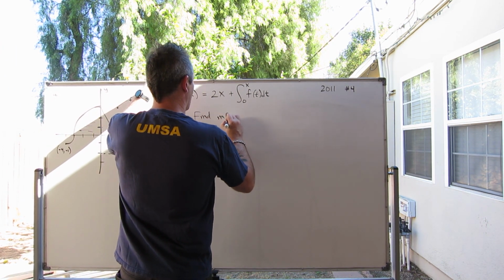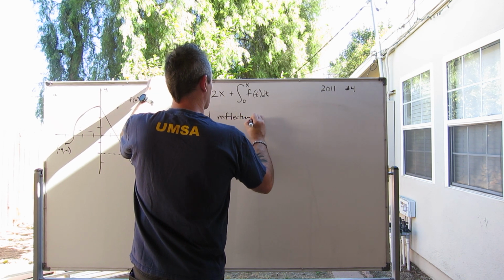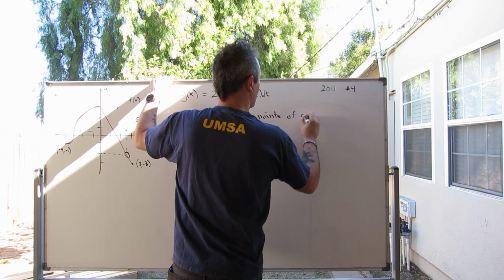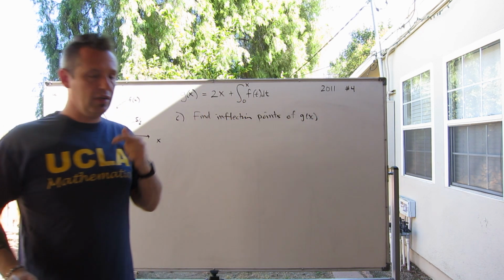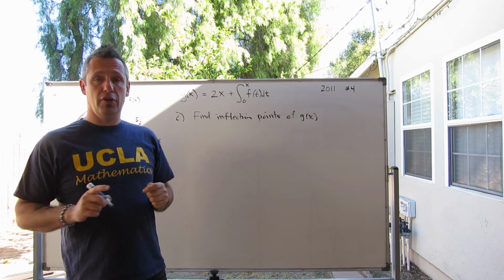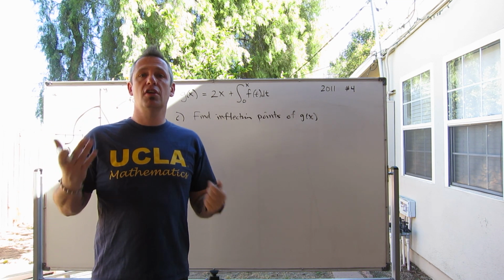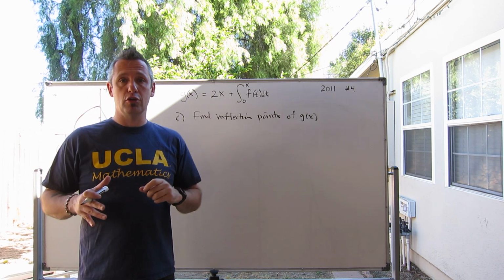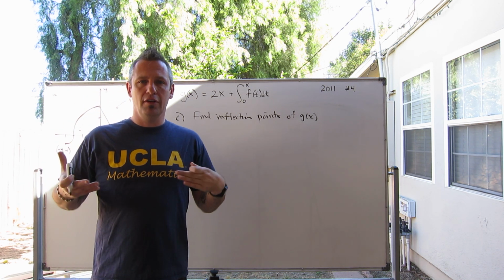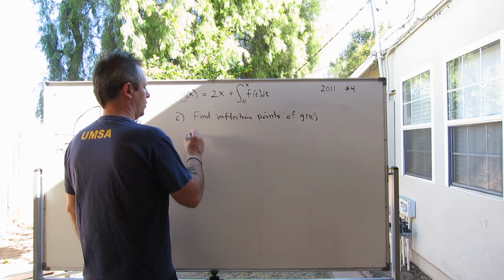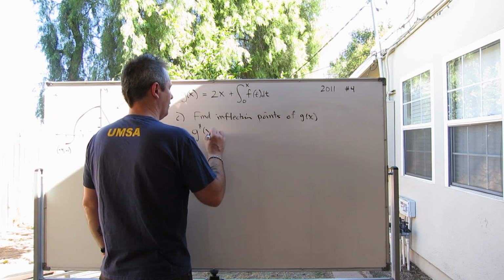Find inflection points of g of x. Okay, well that's pretty straightforward. An inflection point occurs at any place in the domain of the function where it changes concavity. So these are going to be any place in the domain of the function where the second derivative of the function changes sign. So that's what we're going to look for. So in order to do that, we're going to have to find g double prime of x.